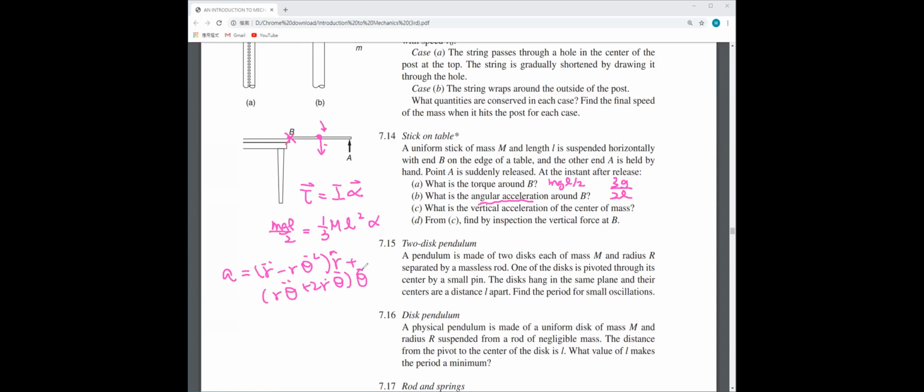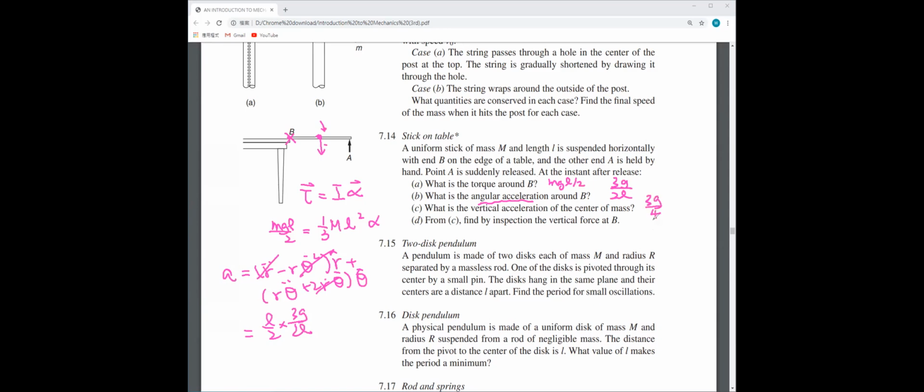Then how do we find theta dot? Theta dot is 0 because it's initially at rest. Oh, okay. So actually, you can get this 0, 0, 0. So the final answer should be L over 2 times 3g over 2L. Oh, yeah. I see.